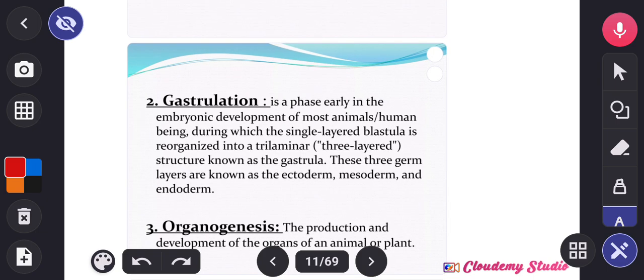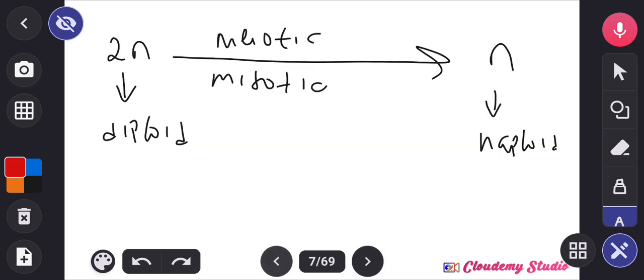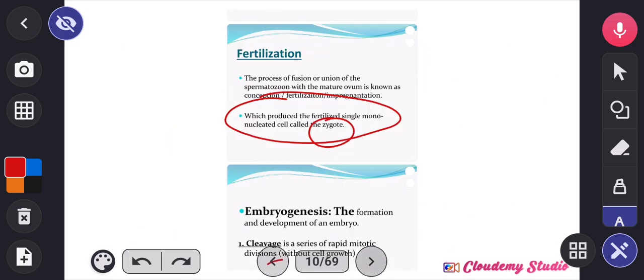Gastrulation is a phase of early embryonic development in most animals, in which a single layer blastula is reorganized into a trilaminar structure, like I have mentioned here. A trilaminar structure, I think I mentioned this somewhere around here.